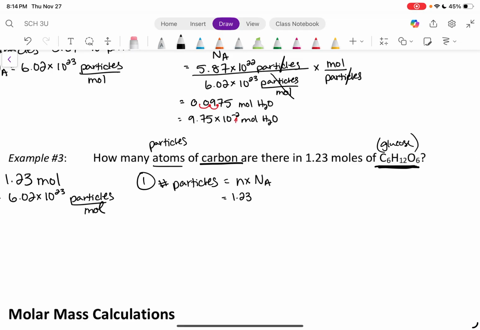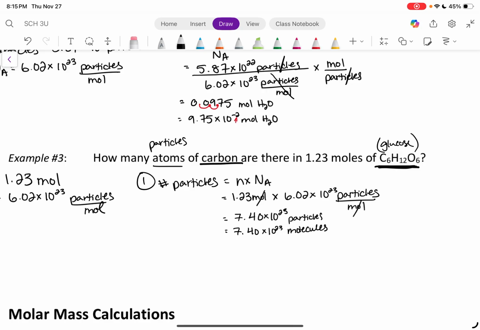So I have 1.23 mole times 6.02 times 10 to the 23 particles per mole. My moles cancel out, and I am left with 7.40 times 10 to the 23 particles. I'm really going to write this as 7.40 times 10 to the 23 molecules, but this is molecules of glucose.